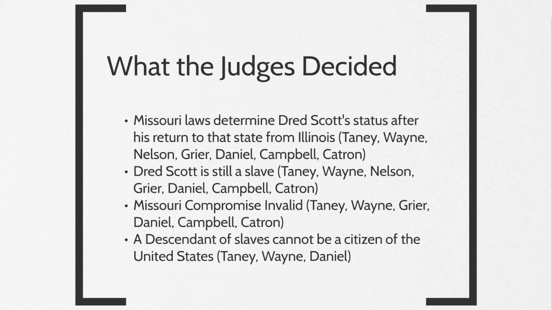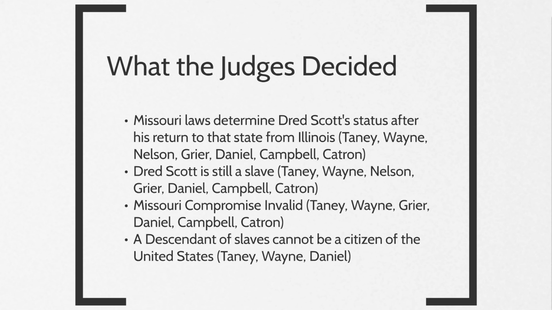Second, they held that Dred Scott is still a slave. And here, once again, the same coalition of justices said very clearly, if Missouri law holds, then Missouri law has held that he's a slave. And there is simply no way around this ruling. Illinois law does not hold, and no federal law is relevant. But the next rulings of the court were very, very controversial.